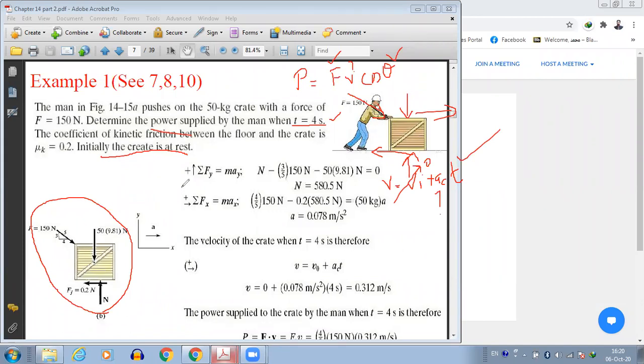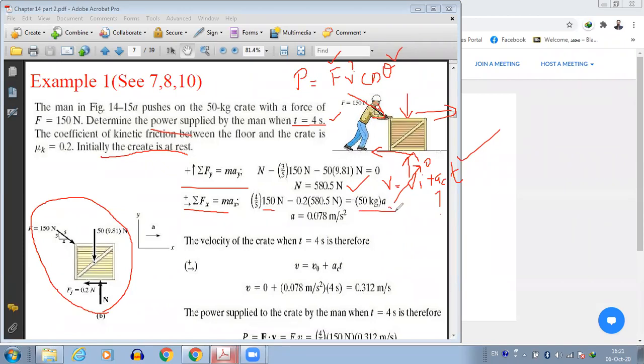If we take the summation of forces in the y direction, there is a normal force acting up, then there is a component of the applied force acting down, then there is a weight acting down. So we get the normal force. When we take the summation F in x direction, we have the component of the force in the x direction, and we'll have the friction force, which will be 0.2 into n, but n we already know, so we'll find this thing equals to ma.